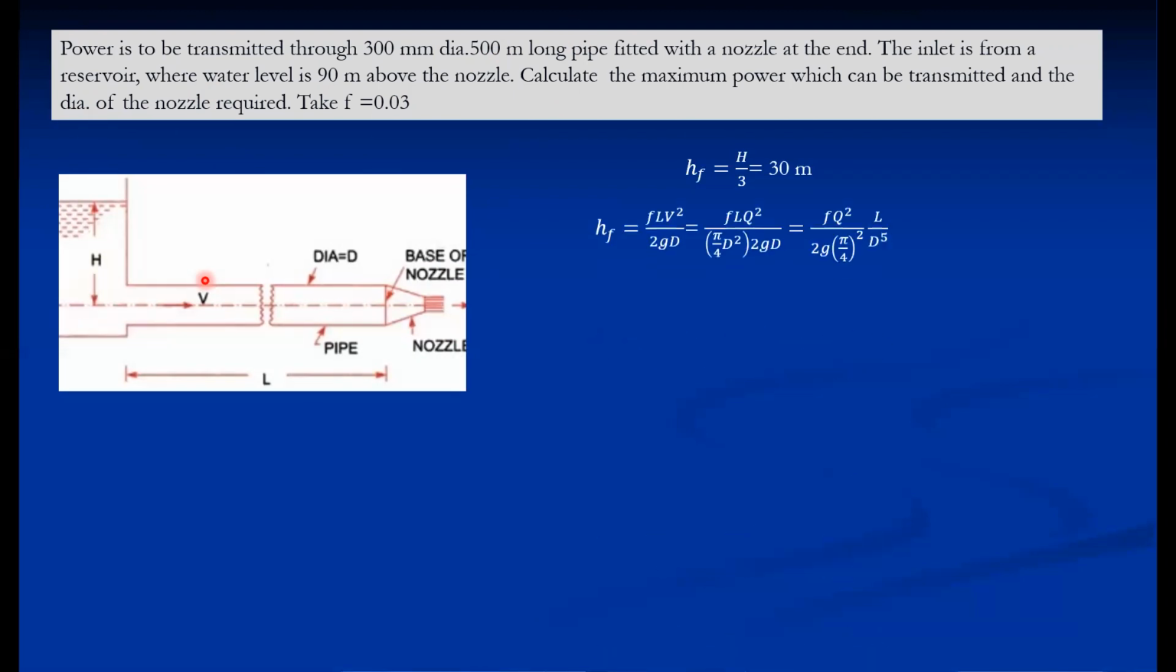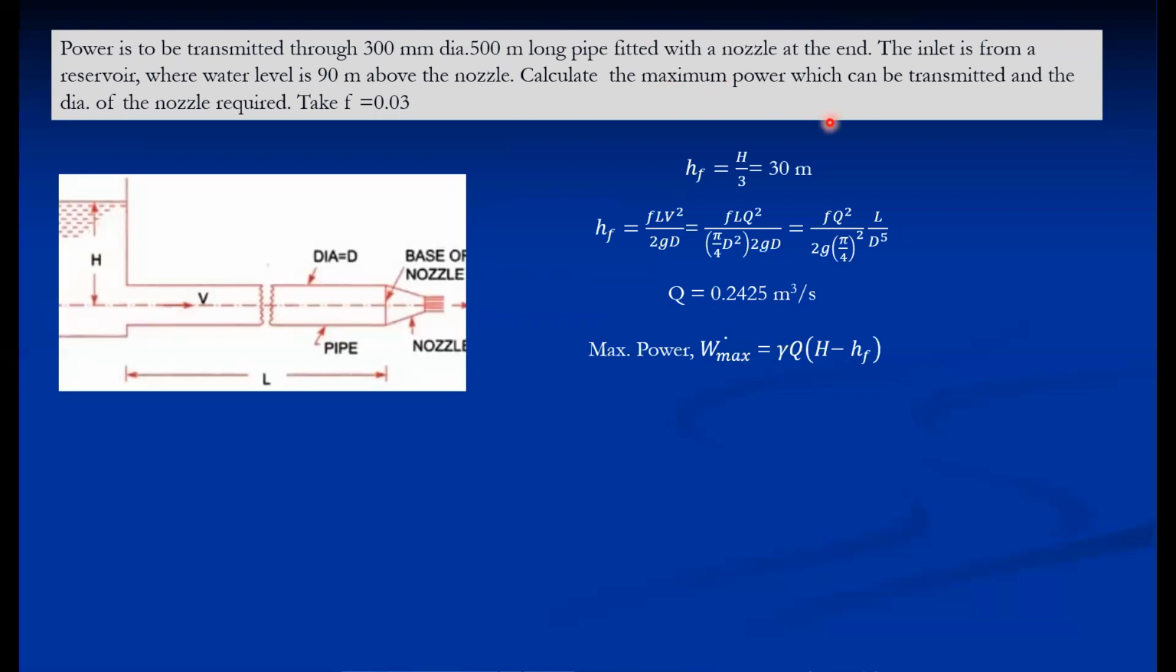So maximum power transmission. From HF we can calculate velocity, or Q. That is, HF we know, that is FLV square by 2g. If we calculate HF, then we can calculate the Q. Once we get Q, then we use the expression of maximum power, because already we have used the condition for maximum power, HF is equal to H by 3. So maximum power is gamma Q (H minus HF).